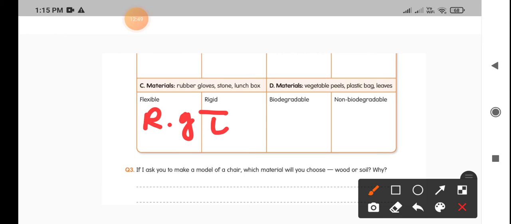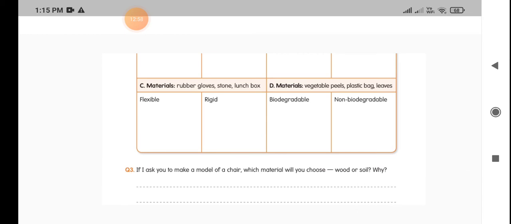Lunchbox is rigid. Even the stone, can you bend a stone? No. So that's also a rigid character it shows. These are just hints I am giving. You continue and complete your answer.